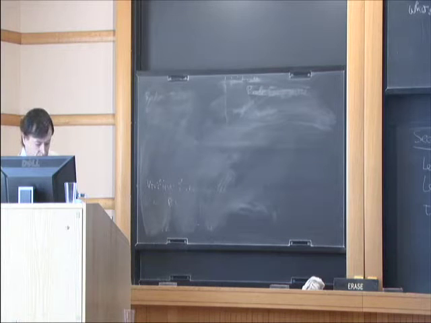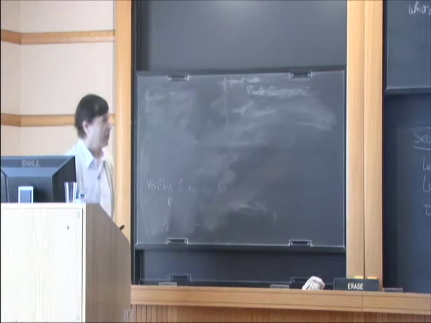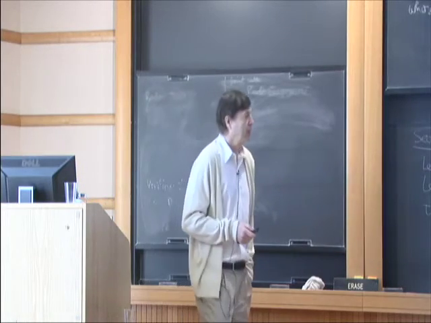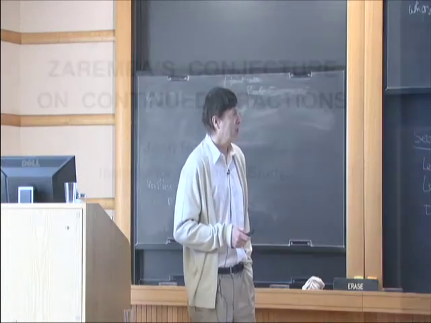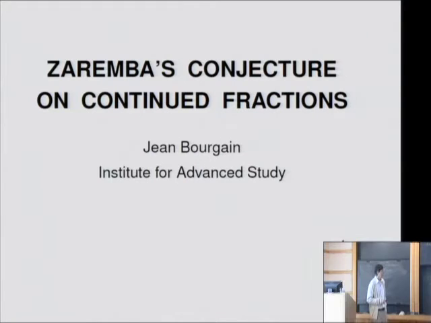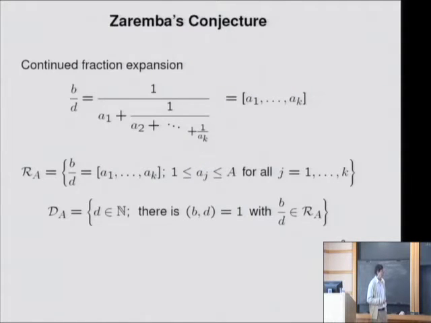About Zaremba's conjecture on continued fractions. Okay, so what I will discuss is some joint work with Alex Kontorovich on Zaremba's problem. We haven't solved the problem completely, but still there is an interesting result, and I believe it's also using some interesting methods. So what is the problem?